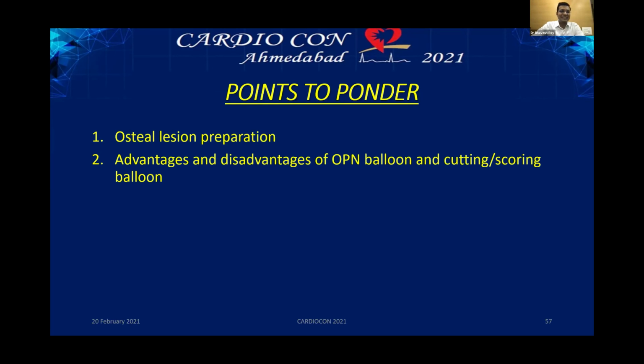Yes, sir, please. Yeah, the OPN balloon is no great shakes either. It doesn't get back to its original shape once you've used it. It's very difficult to cross a reused OPN balloon. So that's bad, so please be careful. The cutting balloon may be a little worse than the OPN balloon, but I am very cautious while using a reused OPN balloon. I usually use it only for post dilatation. I don't use it for the initial lesion.